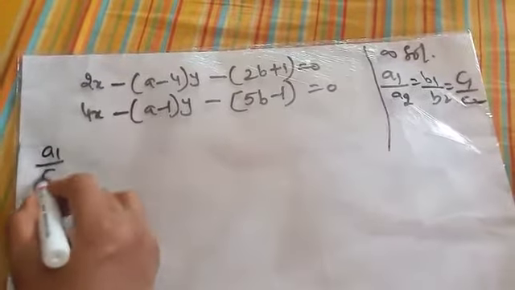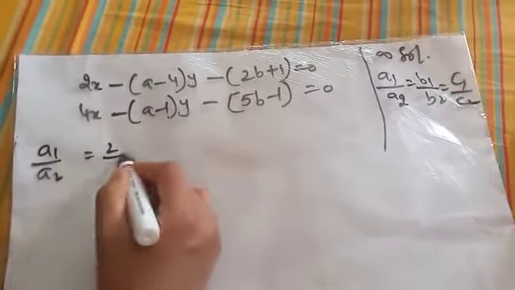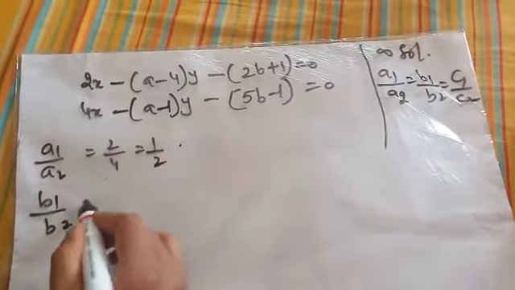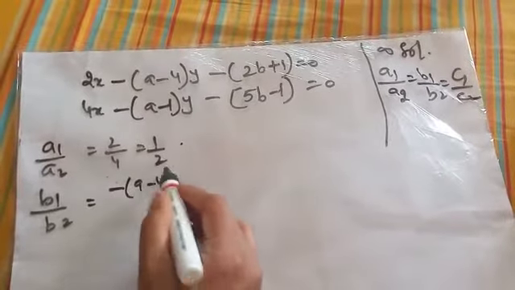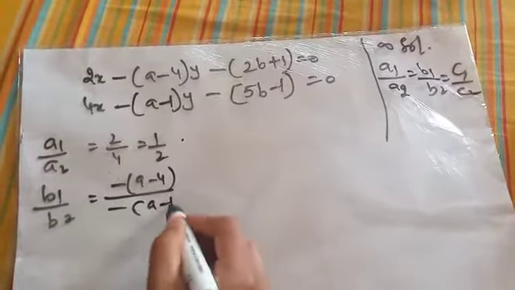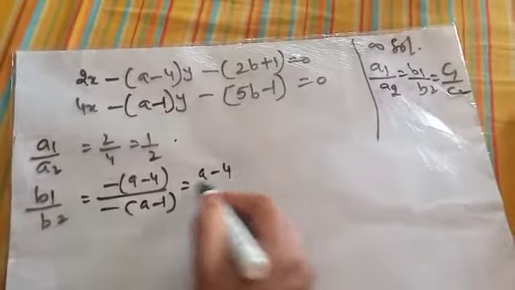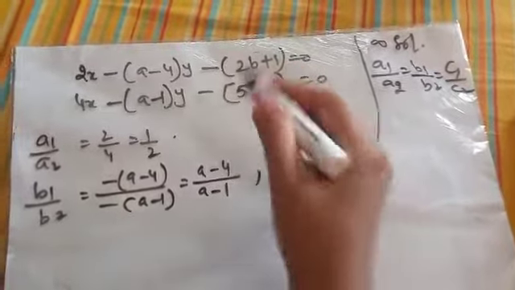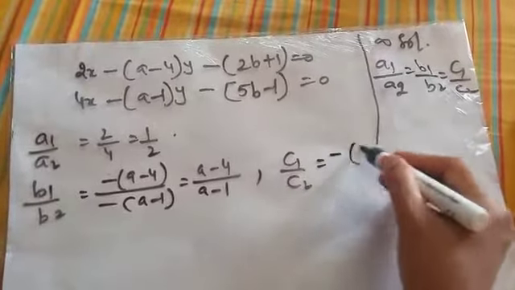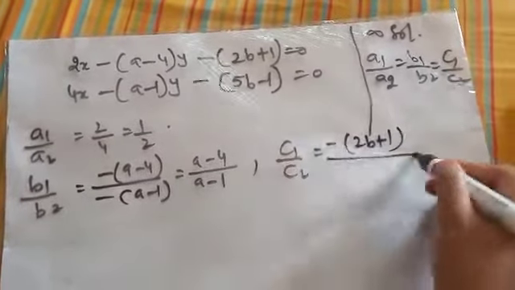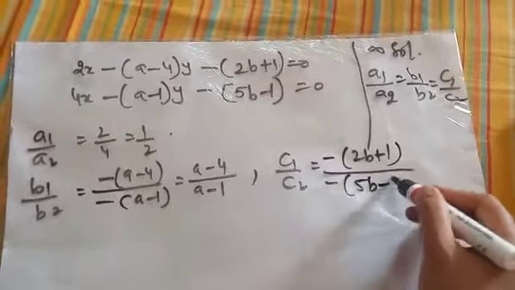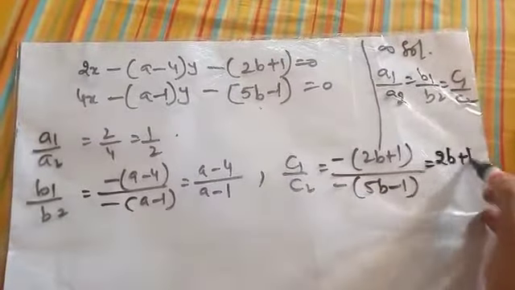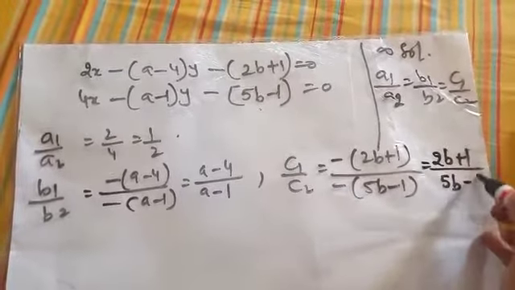Now a1 by a2 is equal to 2 by 4, so it is equal to 1 by 2. b1 by b2 is equal to -(a - 4) upon -(a - 1), so it is (a - 4) upon (a - 1). And c1 by c2, minus with minus will cancel. So -(2b + 1) upon -(5b - 1), c1 and c2. So this becomes (2b + 1) upon (5b - 1).